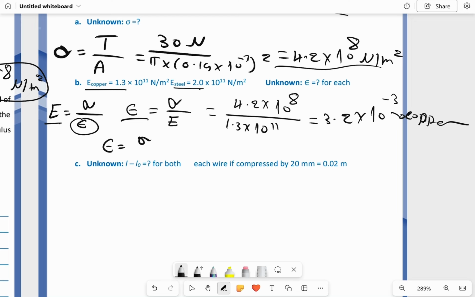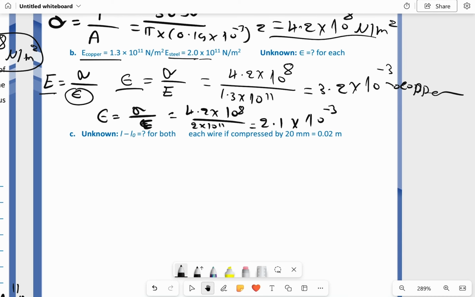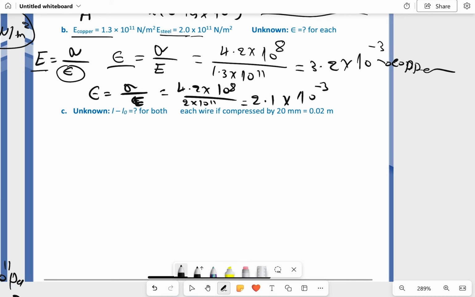So you have stress divided by Young's modulus. Then this will be 4.2 times 10 to the power of 8 divided by 2 times 10 to the power of 11. Then this will be what? This will be 2.1 times 10 to the power of minus 3. It's unitless, so no need to write the unit. Do the rest for yourself. It's easy.